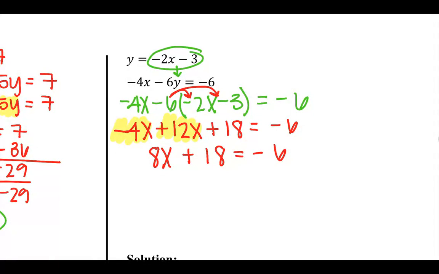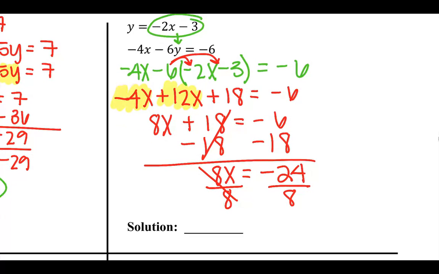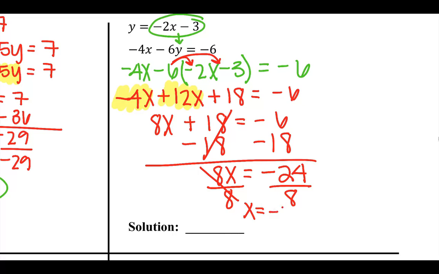I only want X's on the left, so I've got to get rid of that 18. And the opposite or inverse of adding 18 is to subtract 18. And whatever I do to one side, I have to do to that other side. And I've got 18 minus 18 goes away. I've got 8x over here, and then I've got negative 6 and a negative 18. Same signs we add, so I've got negative 24. I'm going to keep that negative sign. And I divide everything by this 8. So I've got x equals negative 3.